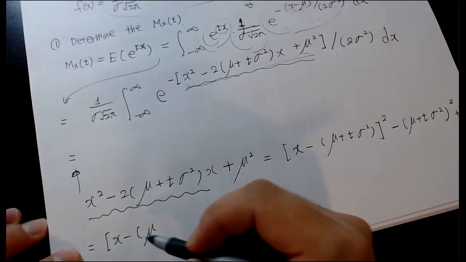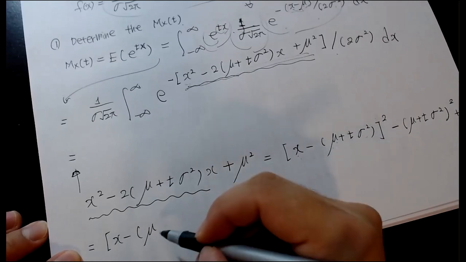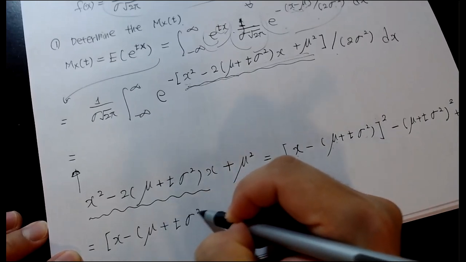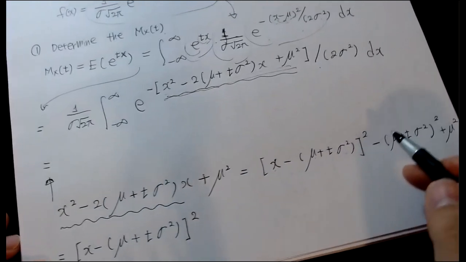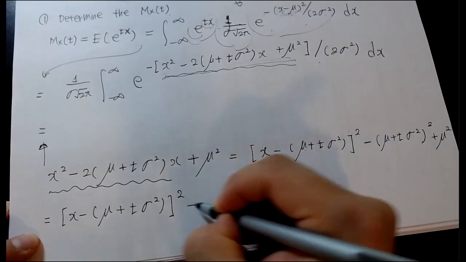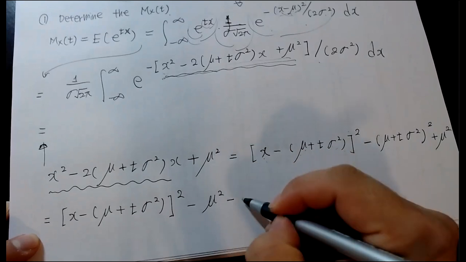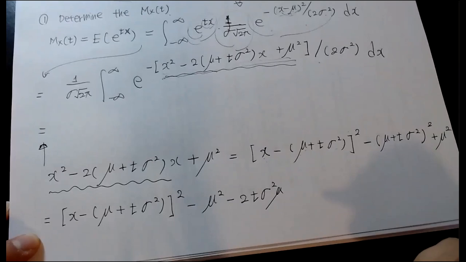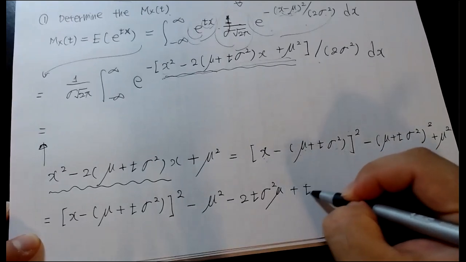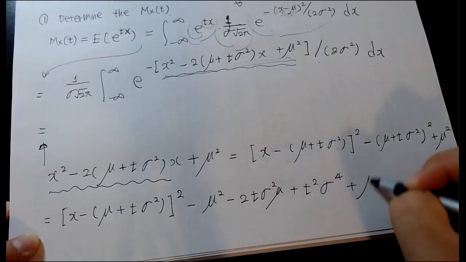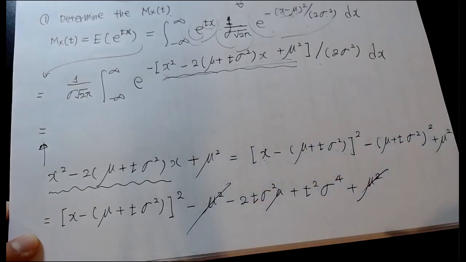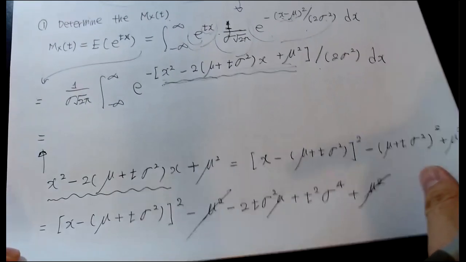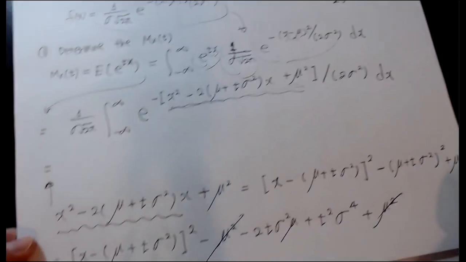So we're gonna get (x minus (mu plus t times sigma square)) squared, okay, minus mu square, and then minus 2 t sigma square mu, and then plus t square sigma to the fourth power plus mu square. So cancel them out. Okay. All right. So keep in mind this. Now then, right here, back to here.